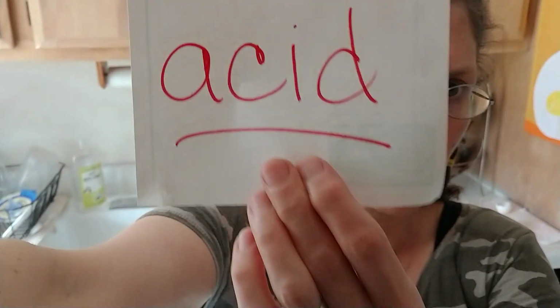This is the word acid. I hope you can see this. Acid is this natural chemical that's in vinegar, and that's what gives it that really strong smell. And that acid is why vinegar reacts with so many different things. And acid is actually found naturally in a lot of different things. It's found in a lot of the fruits that we eat.